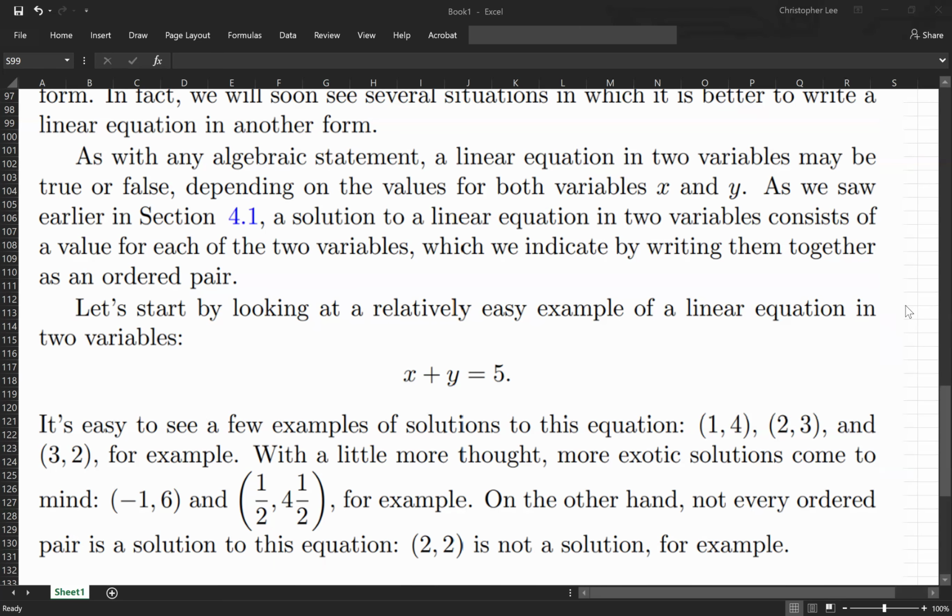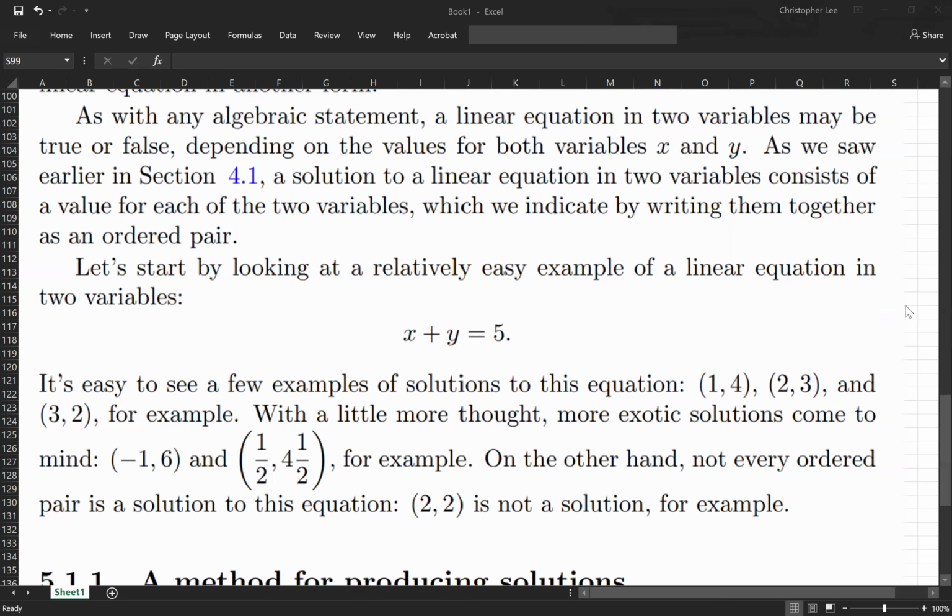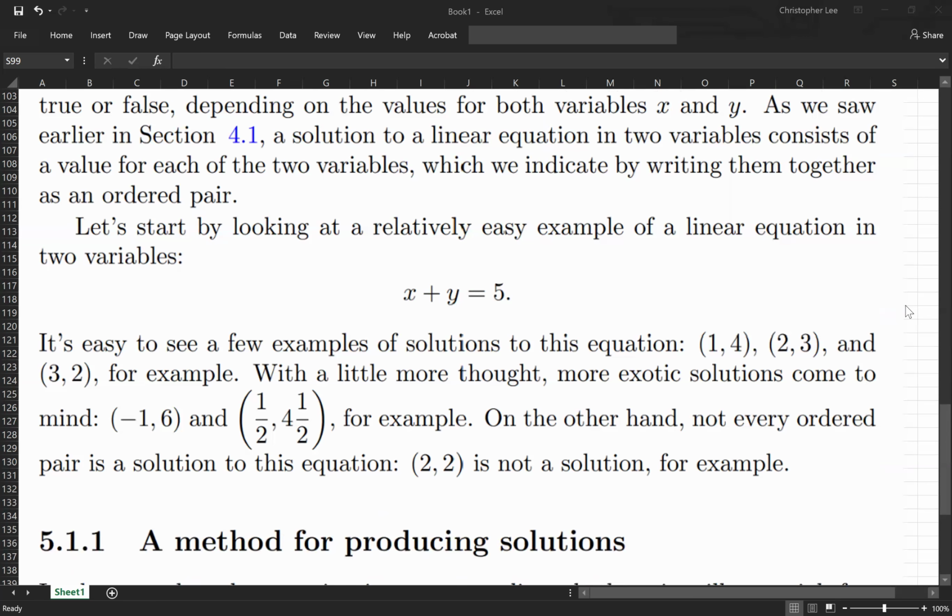This is related to what we did last time. Exactly. We're building it up, building up from it. Exactly.